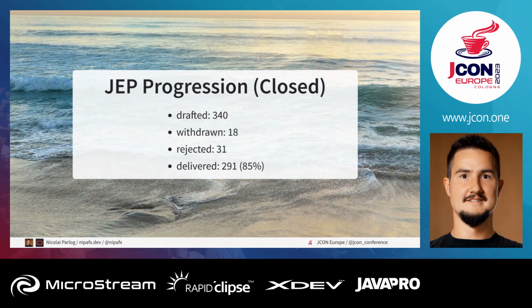If we just look at those JEPs that were actually closed, and then count those. So all of those that were closed, all 340 were clearly drafted at first, right? And then 18 withdrawn, 31 rejected, and 291 delivered. We saw those numbers, but that adds up to 85% having made it. So of every JEP that was ever drafted and eventually closed, 85% of those made it, which is still a pretty high rate, right? This is clearly not a phase where just things are thrown at the wall to see what sticks. This is already a step in the process where there's a good idea of what's going on.